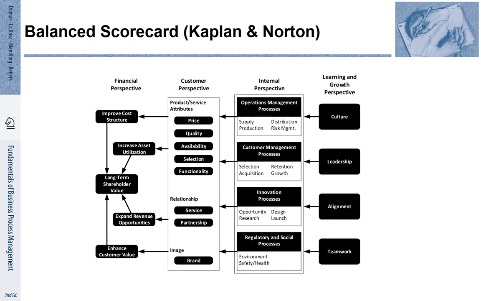And in order to organize the internal perspective nicely, we need to build on the 4th pillar, which is the learning and growth perspective. Organization culture contributes to well-functioning of processes. Also leadership, alignment, and teamwork. We see here that processes are very important and at the heart of this in order to achieve long-term strategic objectives.